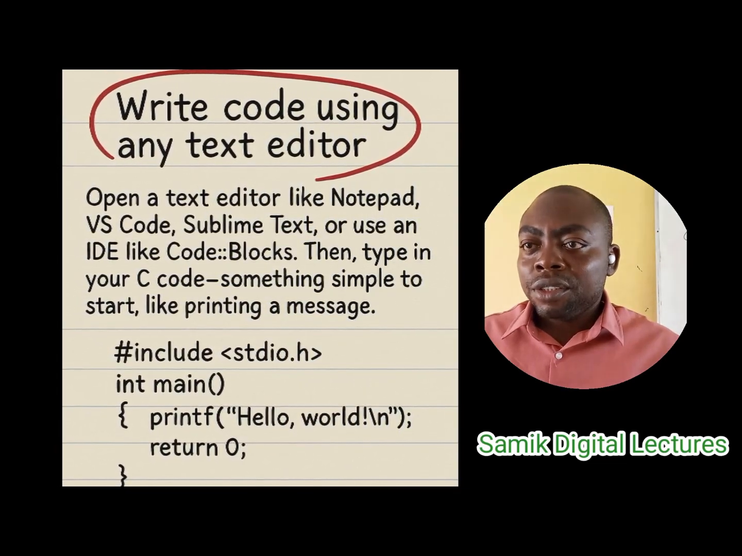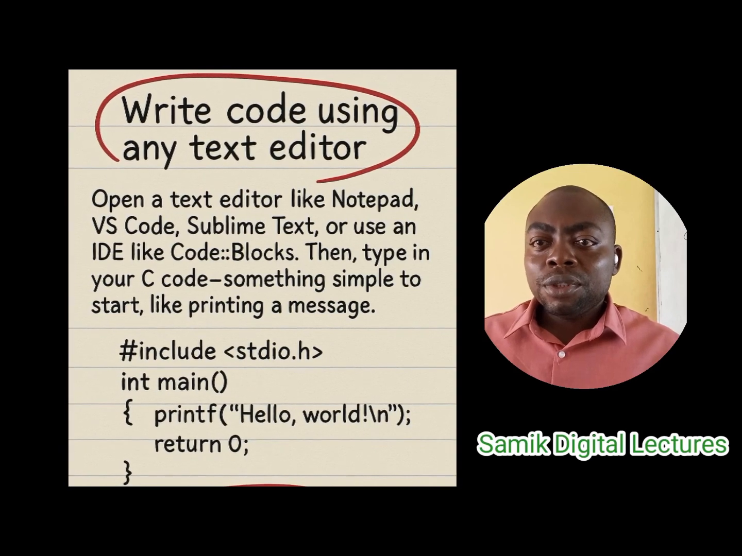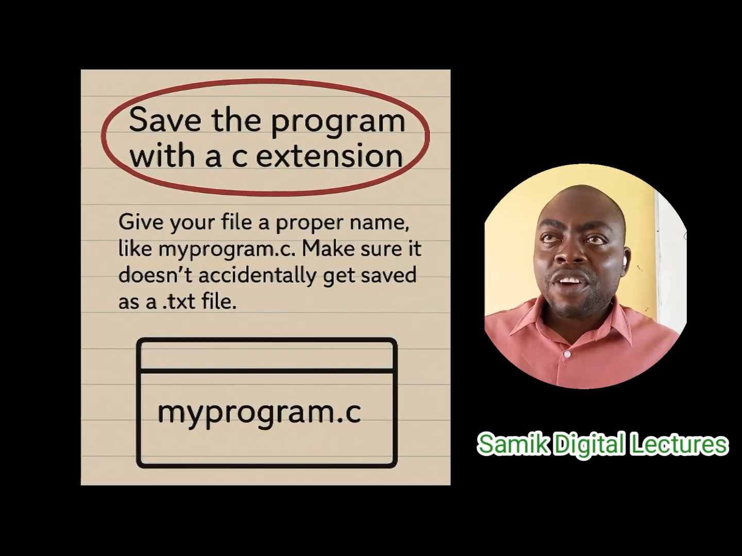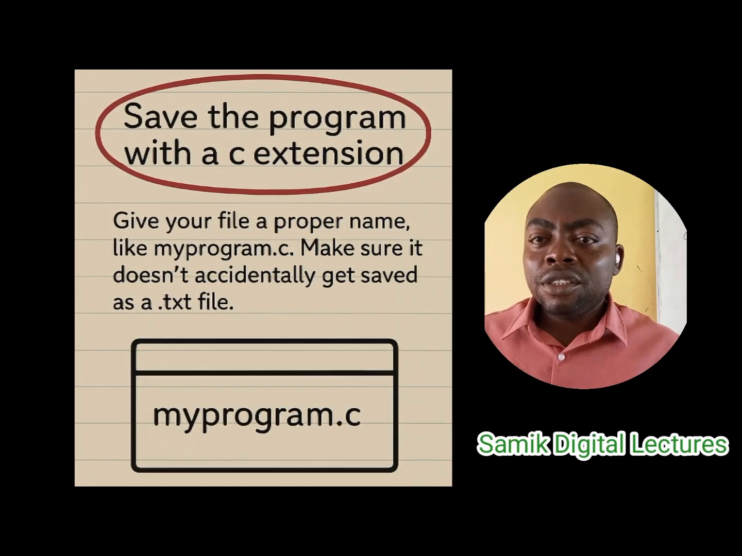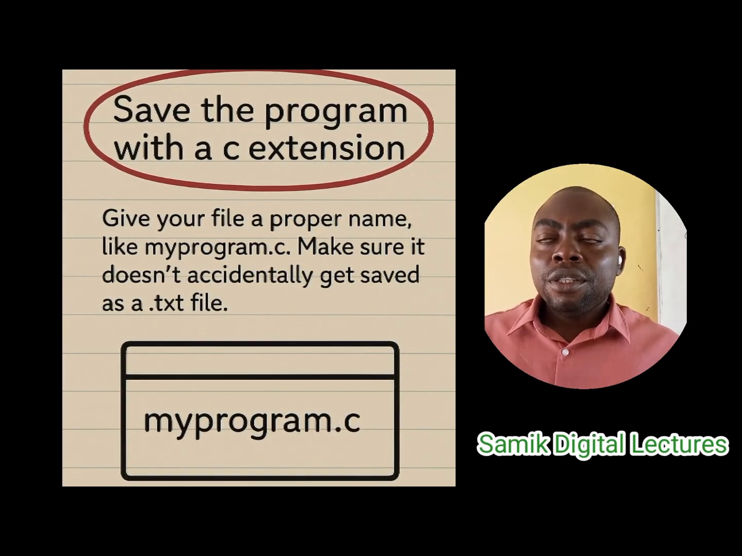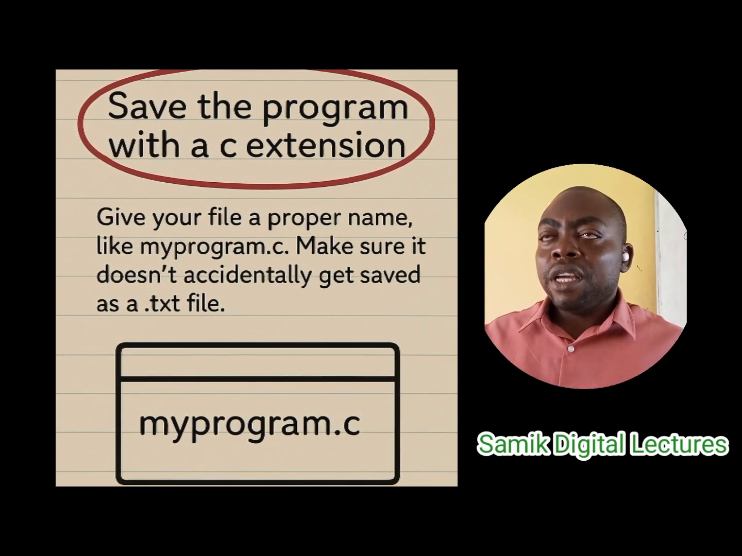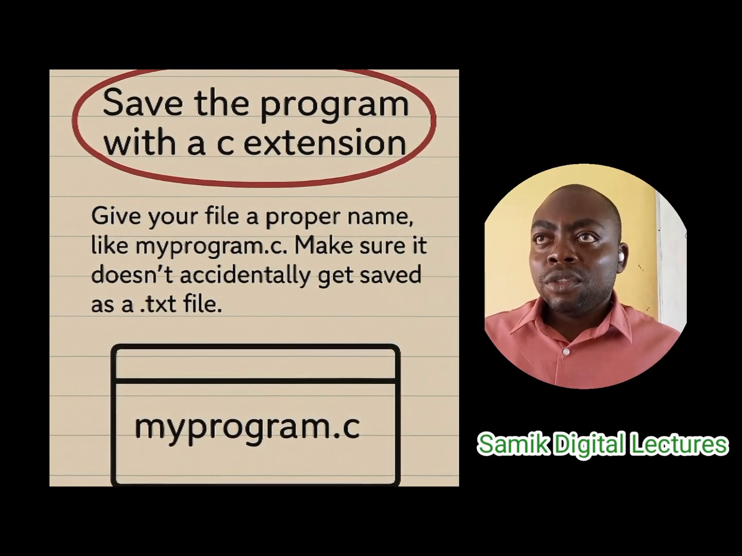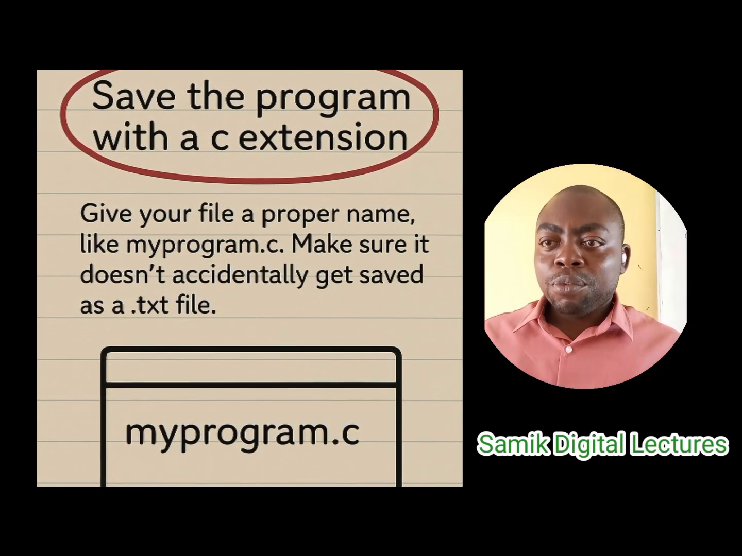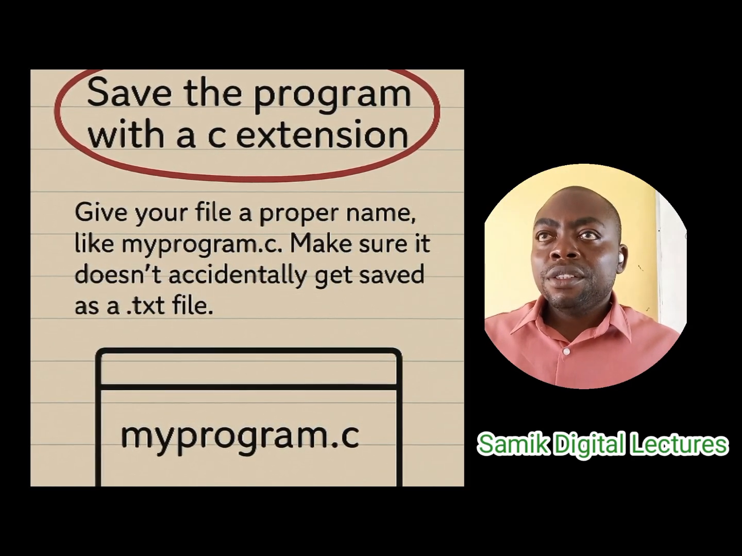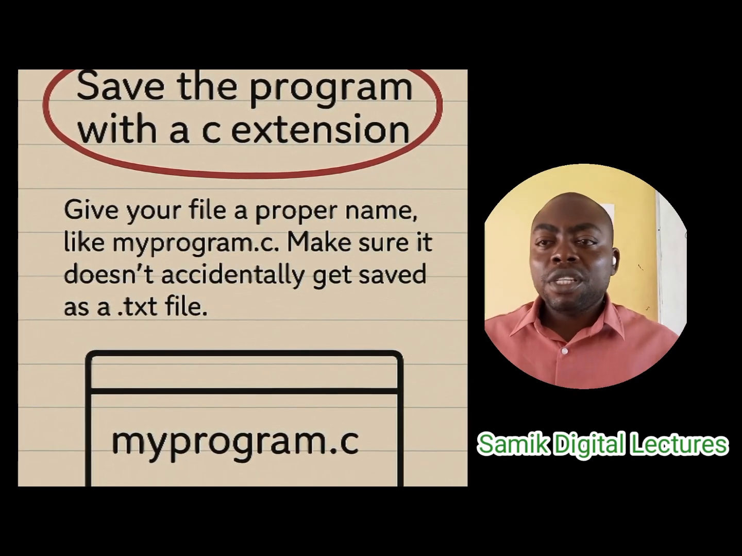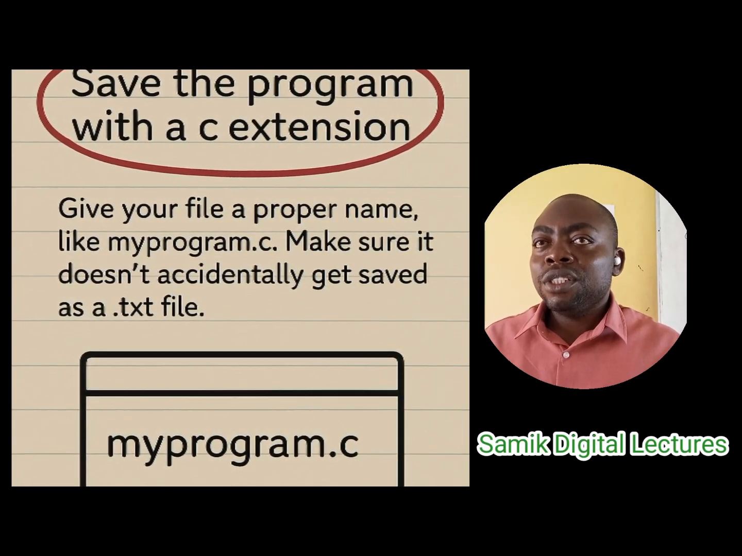So the first thing is you type the C code in any of these. Secondly, you save the file. The second thing is you do what? You save the file. Use a .c extension. Example, program.c. That is when you are saving your code. You must save it with the file extension .c.